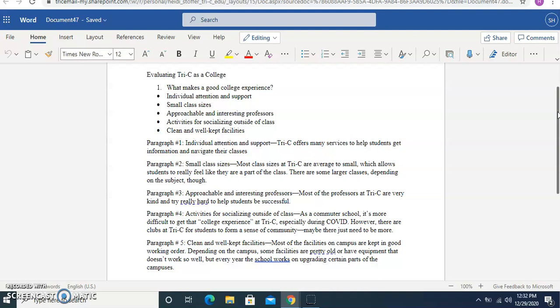And then maybe in paragraph 5, I talk about this expectation of clean and well-kept facilities. Most of the facilities on campus are kept in good working order. Depending on the campus, some facilities are pretty old though, or have equipment that doesn't work so well. But every year the school works on upgrading certain parts of the campuses. So for example, I know that at the Western campus, some of their bathrooms are very old, but this year they're upgrading those finally.